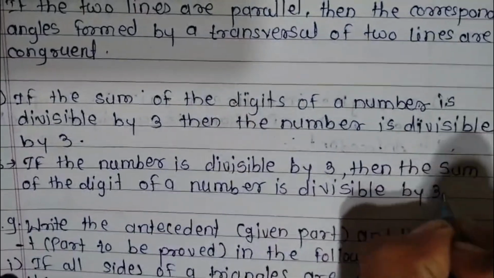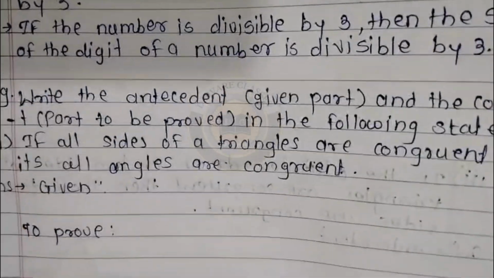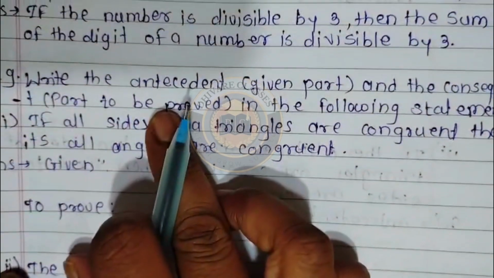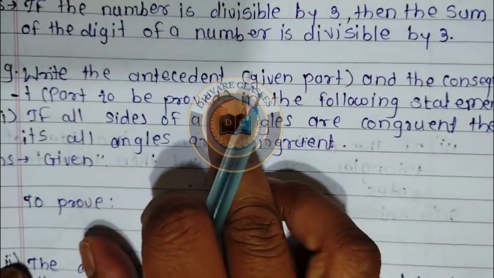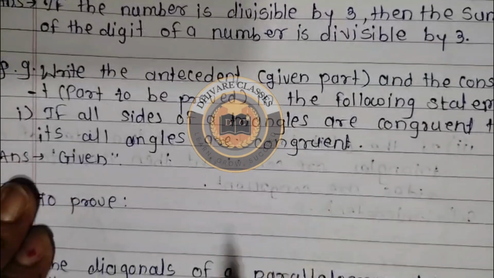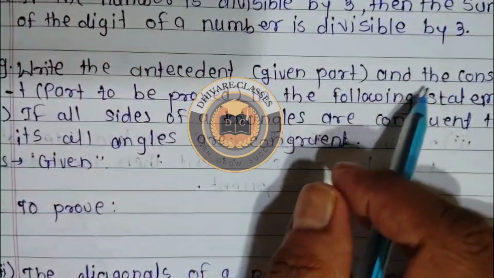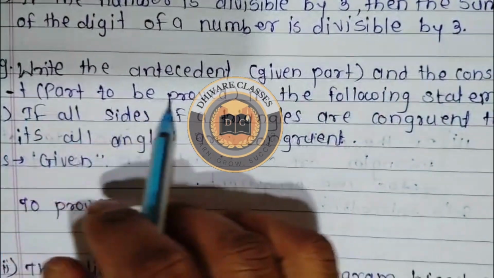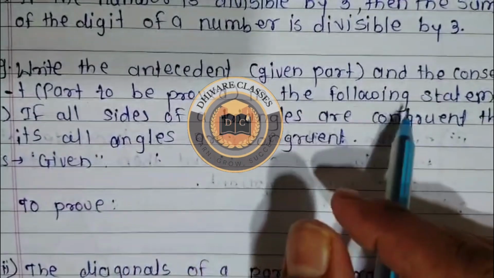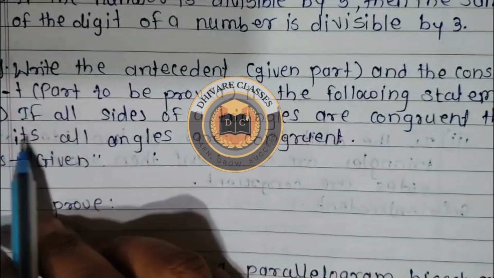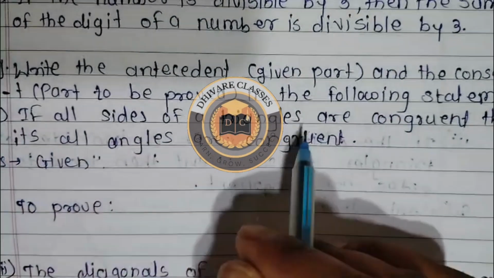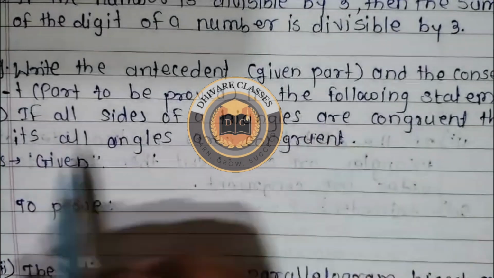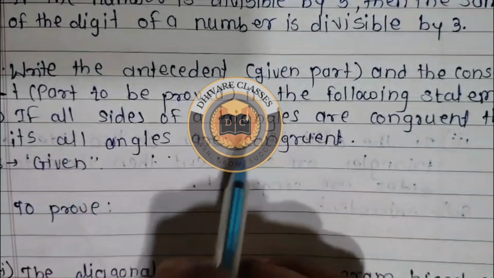by 3. Okay. Question 9: write the antecedent, the given part, and the consequent, the part to be proved, in the following statements. First: if all sides of a triangle are congruent, then all angles are congruent.